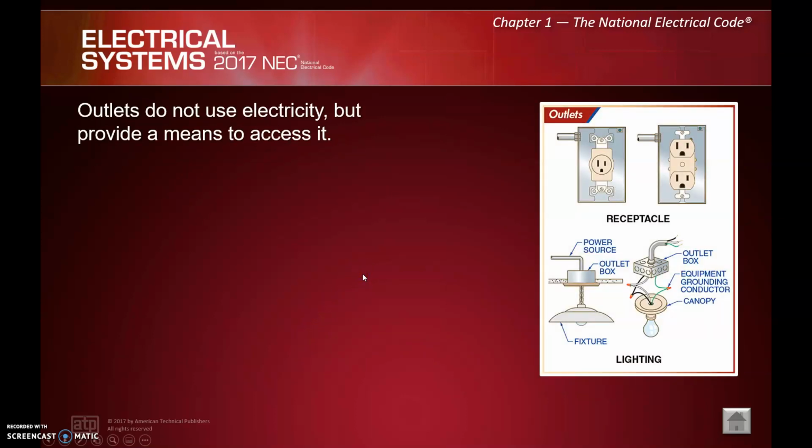We're going to drop back here to another term, outlets. An outlet is something that does not use electricity but provides a means to access it. So here we see receptacle again. A receptacle is a device and an outlet. We could have an outlet that is just an outlet box, a light fixture outlet box, right? So again, something that allows access to electricity but does not actually use electricity.